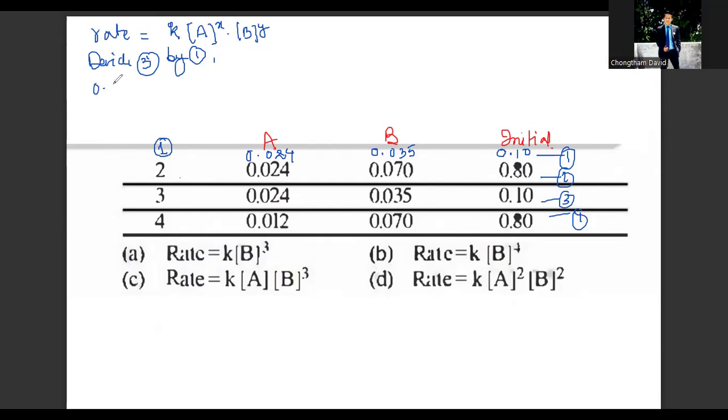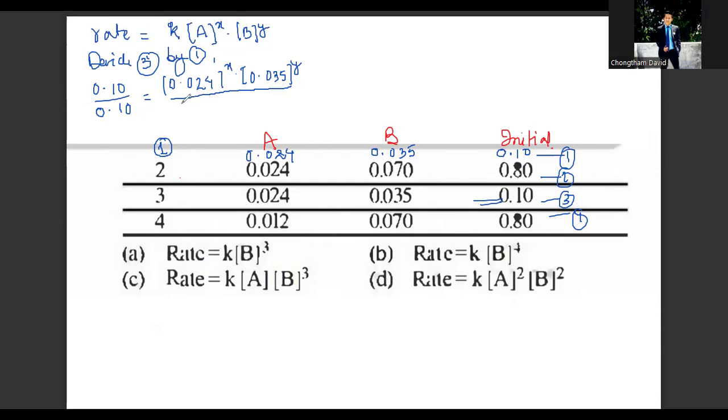The initial rate with respect to equation number 3, observe carefully here, is 0.10. For the first experiment, it is the same, 0.10, 0.10. And what about the concentration? This k and k get cancelled. What is the concentration of A? Given 0.024, raised to x. What about B? 0.035, raised to y.